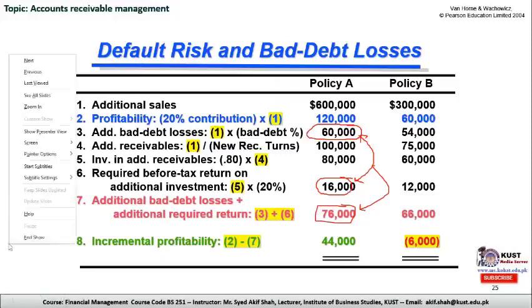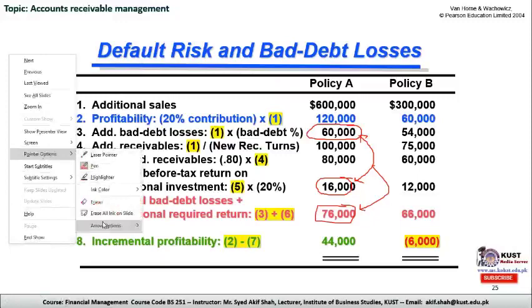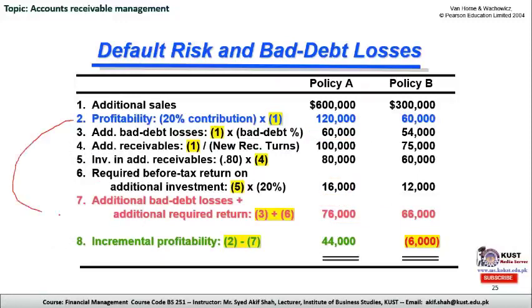$76,000. So the final step will be to compare the profitability with the additional return and to take your decision. So subtract the additional bad debt losses plus the required rate of return from the profitability under policy A. And as we can see, profitability is quite greater than the total cost borne by the company. So therefore, we can say that policy A is worthwhile.